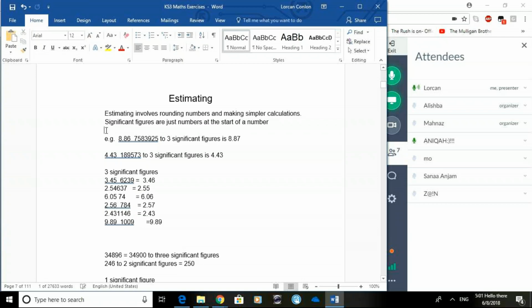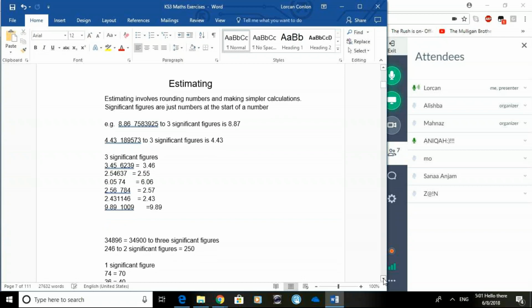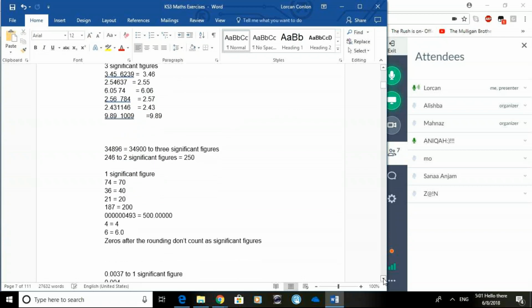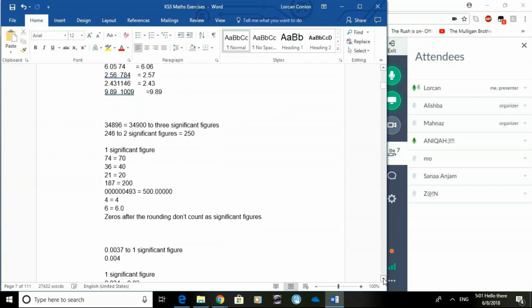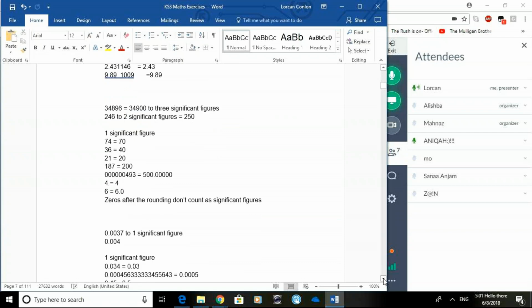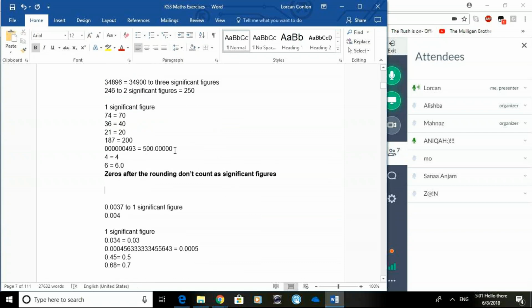Okay, so last week we looked at a few examples of rounding to three significant figures. We rounded those examples to one significant figure. Like I said, zeros after the rounding don't count as significant figures. So, for example, there I put in a whole load of zeros. You can put in as many zeros as you want. It doesn't change. That's still one significant figure, okay?